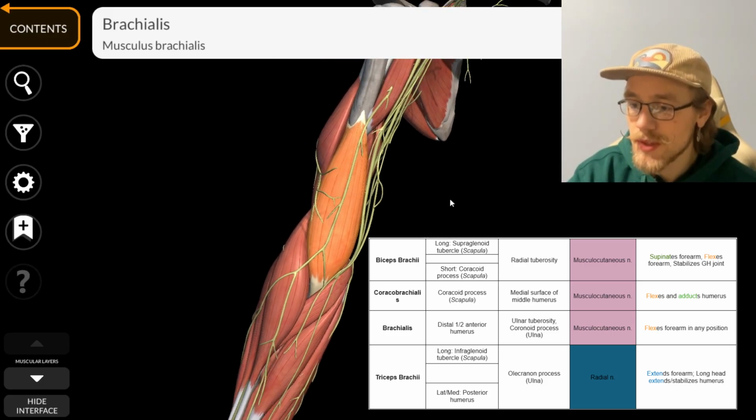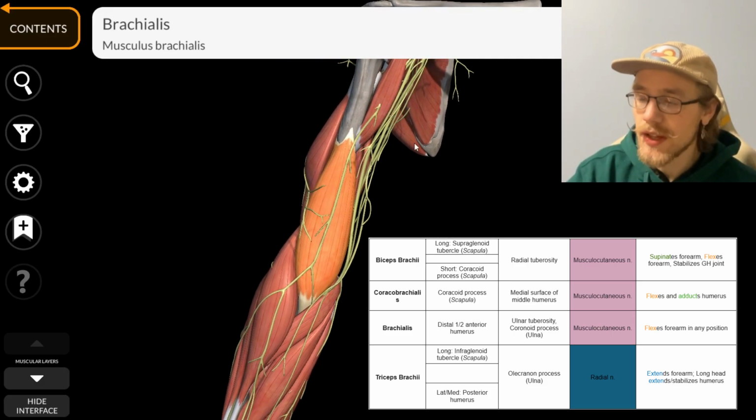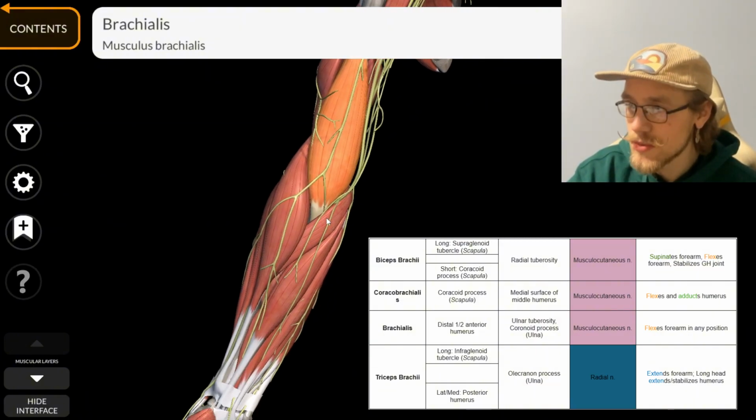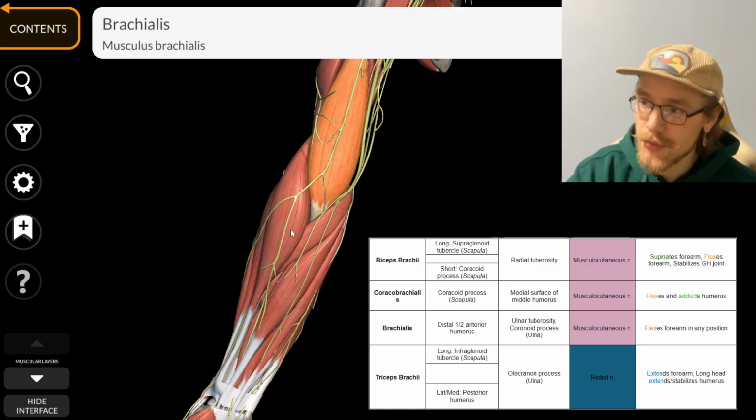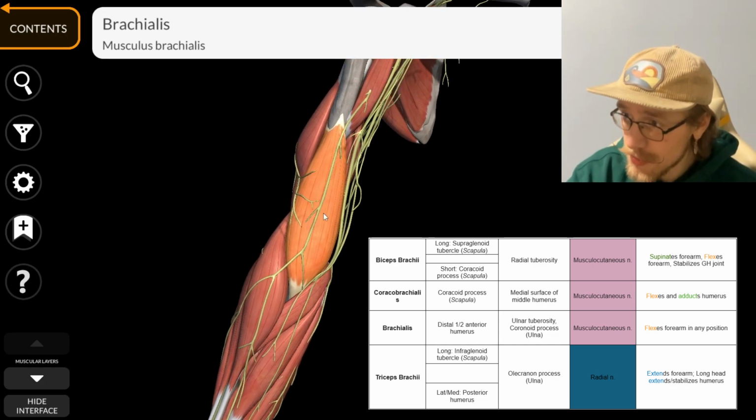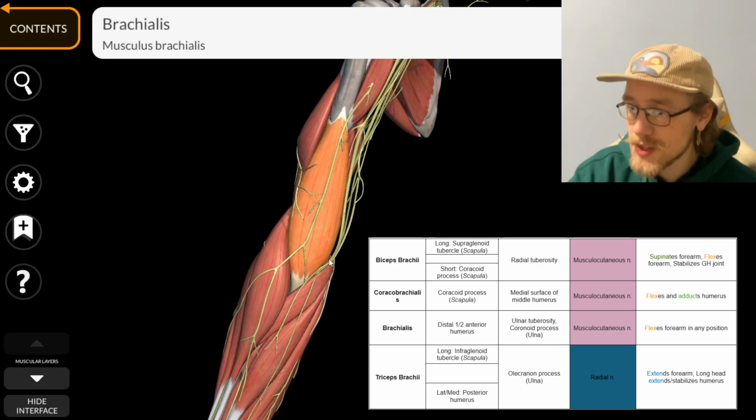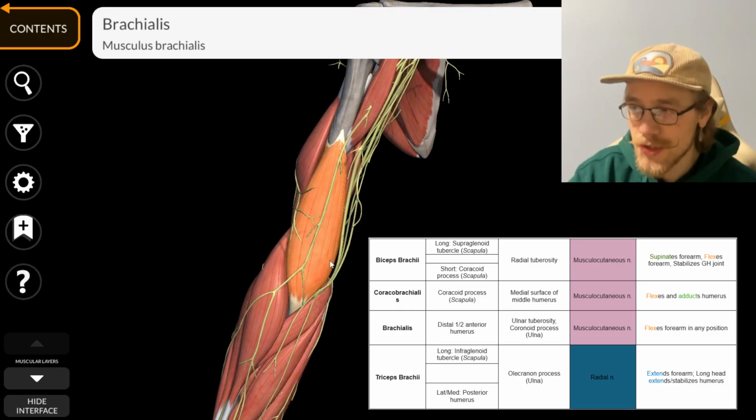It's going to start from the distal half of the anterior humerus right here, and it's going to insert into the ulnar tuberosity on the other side of the forearm here. So bicep was radial tuberosity, this is ulnar tuberosity. It's also innervated by the musculocutaneous, and we're going to see that it flexes the forearm in any position.